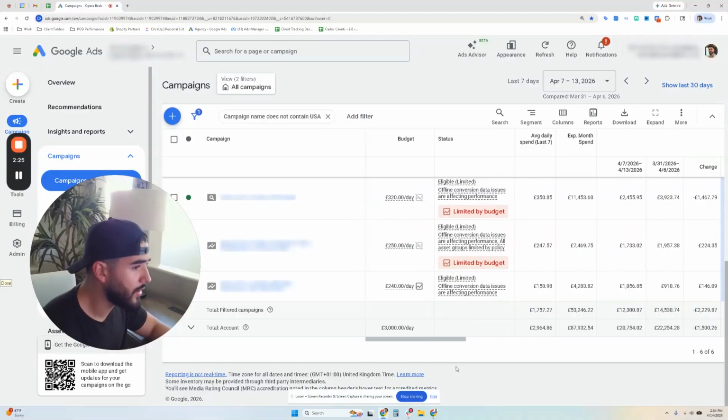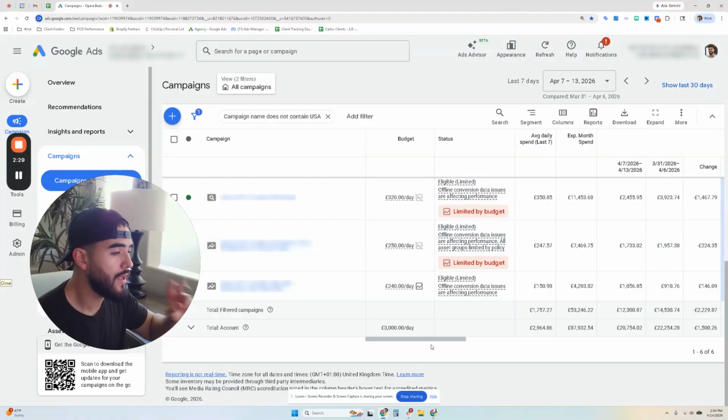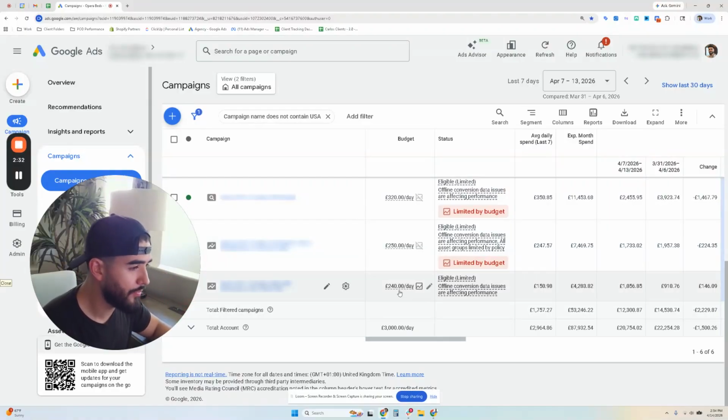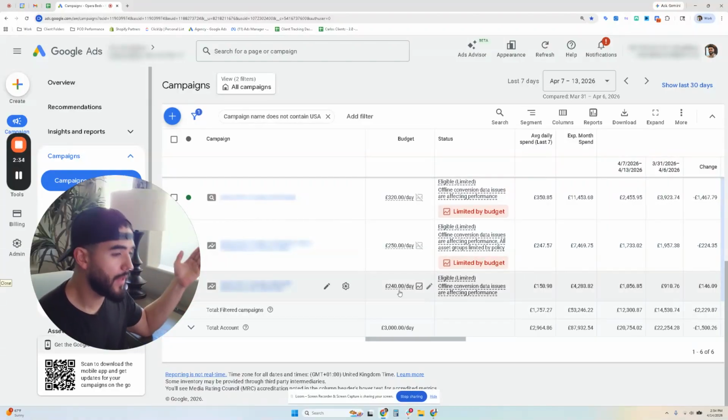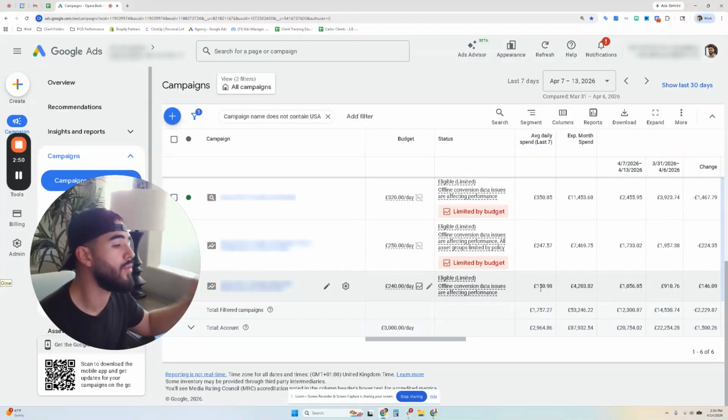The only other thing I want to look at before I scale, because I can scale two different ways, is this: I can either scale my budget or I have to scale something else. And I'll show you what that means. I have to adjust a bid strategy. For example, if we look at this campaign right here, I have 240 pounds per day in allotted spend. In the last 7 days, on average, it only spends 150 pounds per day.